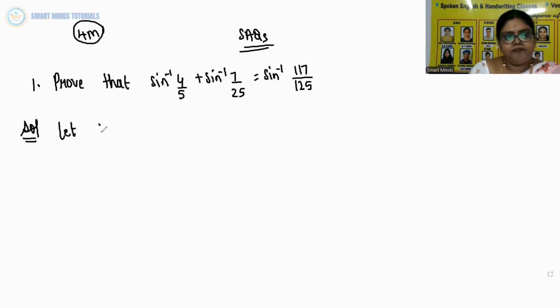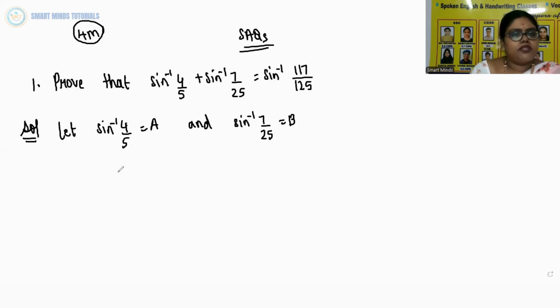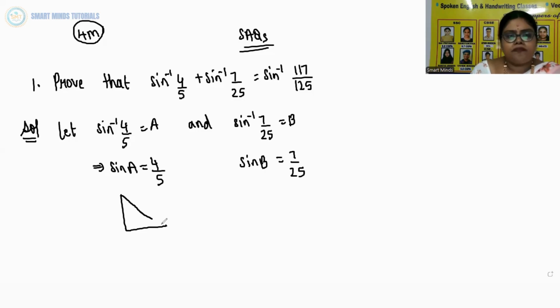So let sine inverse of 4 by 5 equal A, and sine inverse of 7 by 25 equal B. If I take sine inverse to the other side, we get sine A equals 4 by 5, and sine B equals 7 by 25. Now for both A and B, we draw different figures.